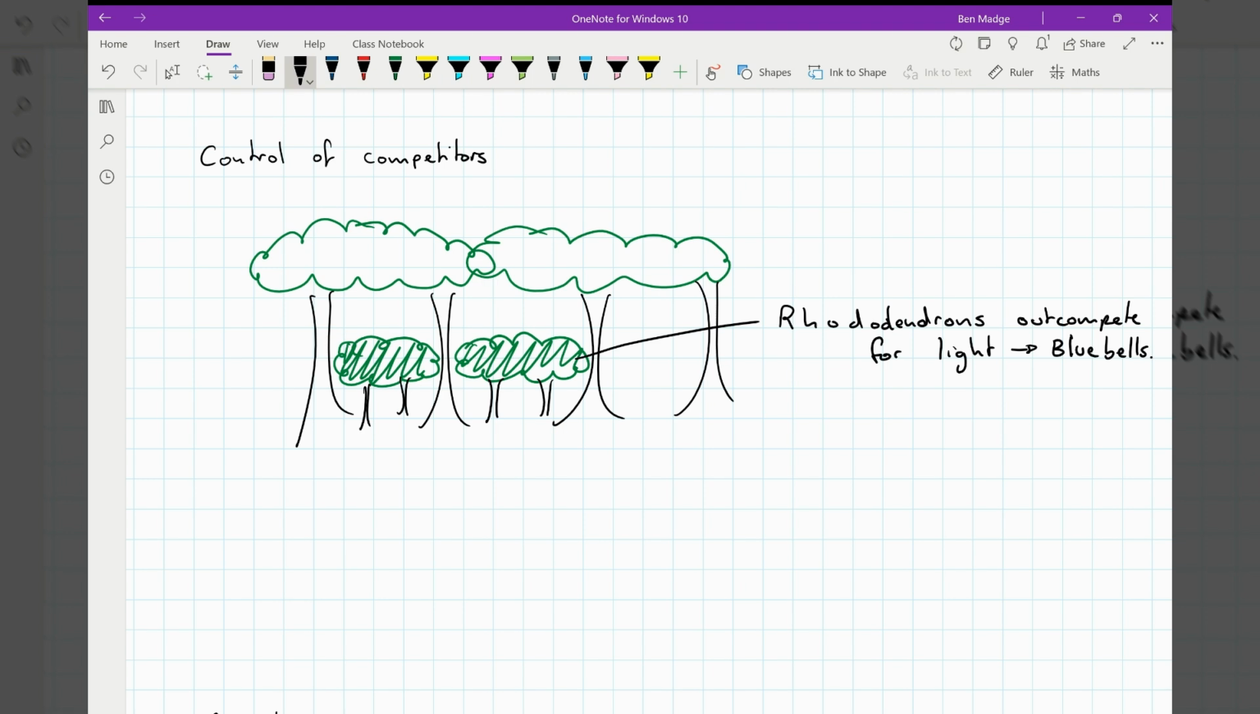And so we need to remove these so that we can have our bluebells growing again in the spring, where they take advantage of the fact that the deciduous trees have no leaves, and they can access the light in the very early spring and then complete their life cycle before the light is all blocked out. With the rhododendrons being there, they wouldn't have been able to do that because they're evergreens.